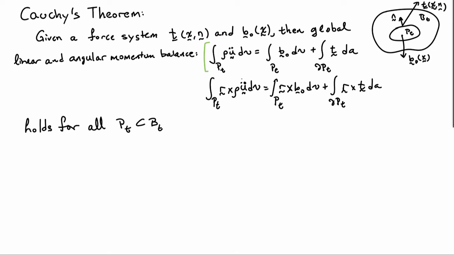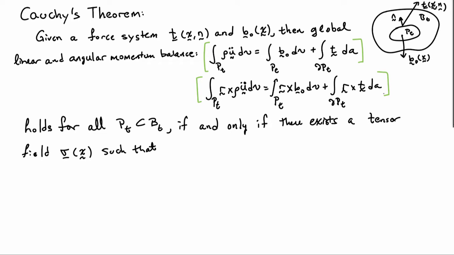So the time rate of change of the linear momentum is equal to the total force acting on the body, and the time rate of change of the angular momentum is the total moment acting on the body. So the moments are generated by the body forces and the tractions which generate the forces. And these statements hold for all parts PT of the body BT.